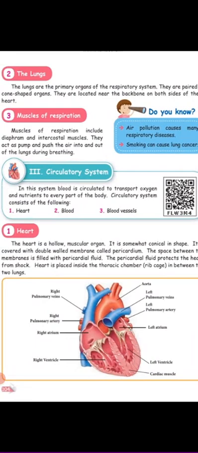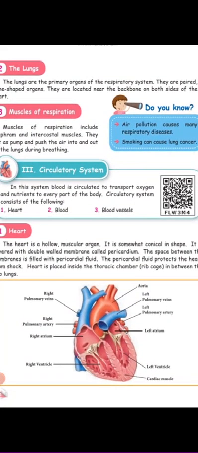So how does it look? In what shape is it? Yes, somewhat cone shape. Yes or no? So it is conical in shape. In what shape, ma? Conical in shape. It is covered with a double walled membrane. In how many membranes is it covered? The double walled membrane is called the pericardium.